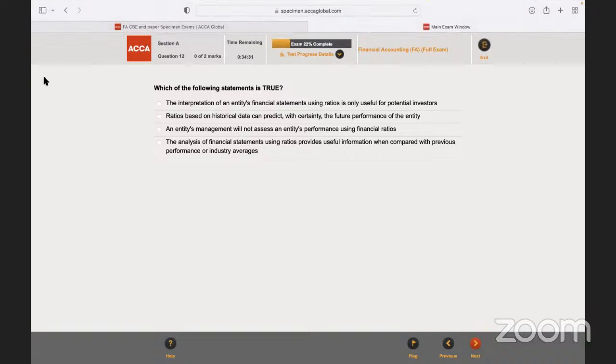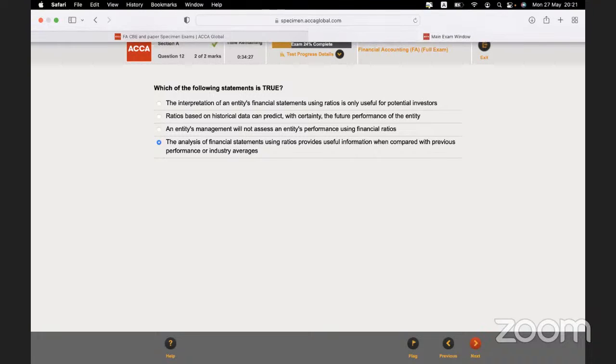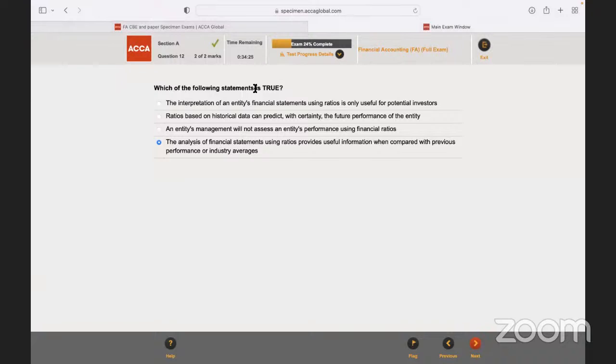Very good, guys. Both have sent me the correct answer. So the fourth one should be the correct one, right? Which of the following statements is true? Interpretation is only used for potential investors. No, guys. Analysis of ratios is not only used by investors, it's used by existing shareholders, employees, competitors. Many people will use accounting ratios.